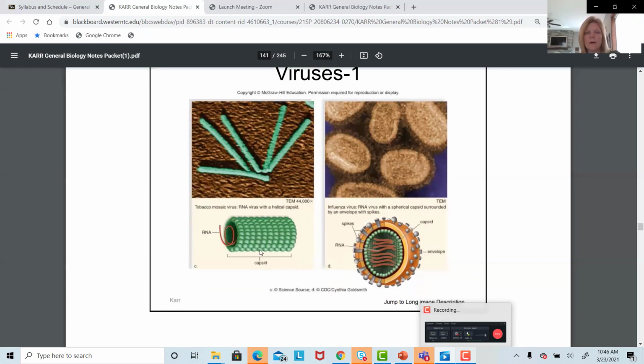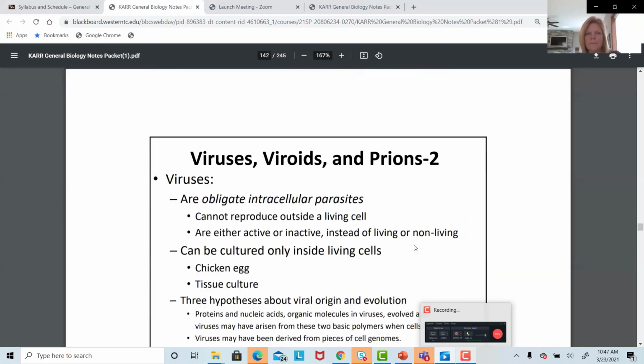Here's another structure, the tobacco mosaic virus. It's an RNA virus, so there's RNA inside of there, and it has this special spiral, helical-shaped capsid. So you'll notice that every virus has this protein outer covering called a capsid, and it may have an envelope outside of that, or it may not. For example, this one does not, so this is a naked virus. This one is an enveloped virus because of that envelope surrounding the outside.